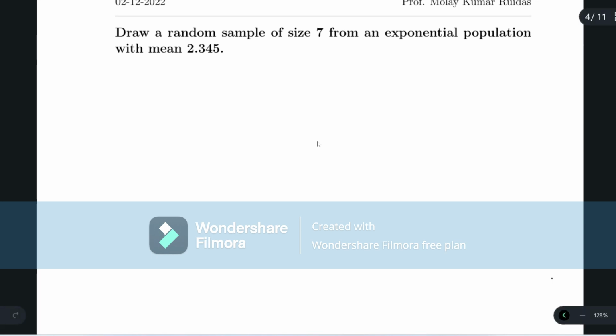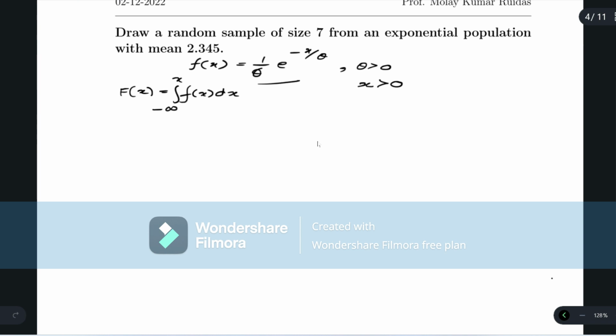For the first problem we have to know the PDF of the exponential distribution. So the PDF of the exponential distribution is 1 by theta e to the power minus x by theta, where theta is greater than 0 and the range of the distribution is x from 0 to infinity. Again, for generation of a random sample we have to know about the CDF also.